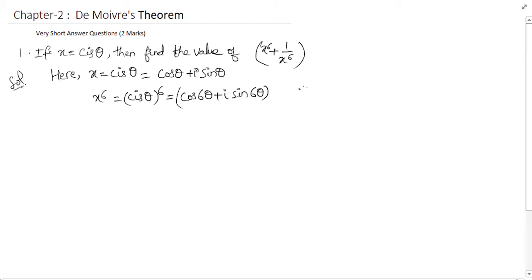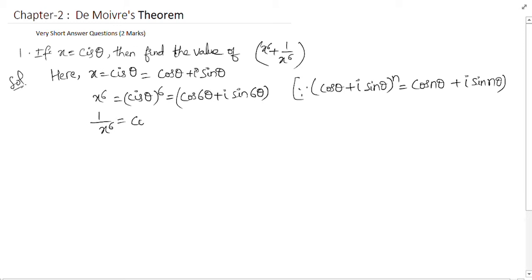Okay, so do you know how we got this? This comes from the formula that cos theta plus i sin theta to the power n is equal to cos n theta plus i sin n theta. So now 1 by x^6 is equal to cos 6 theta minus i sin 6 theta, which is just the reverse.